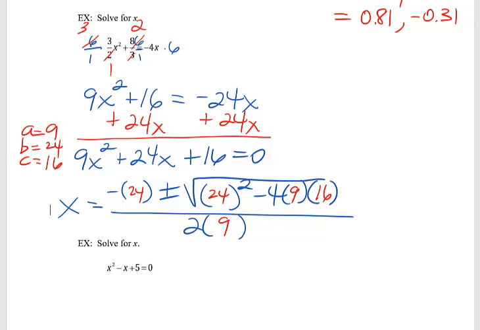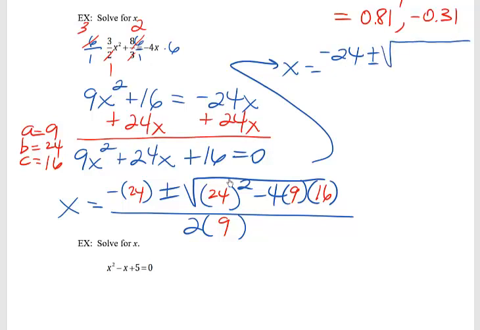Next comes the cleanup. Remember those three pieces essentially that we're cleaning up. So the front guy looks to be just a negative 24. The square root part, these are kind of big numbers. A calculator would probably help. 24 squared turns out to be 576.